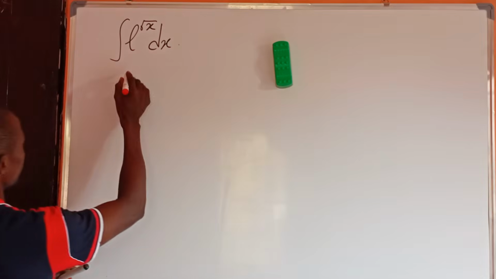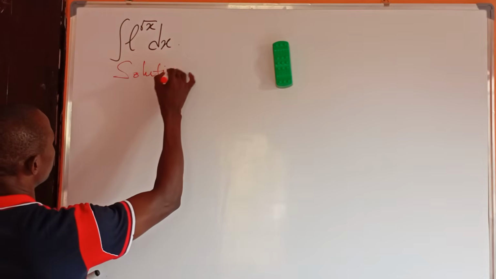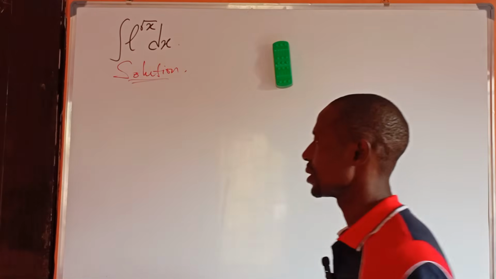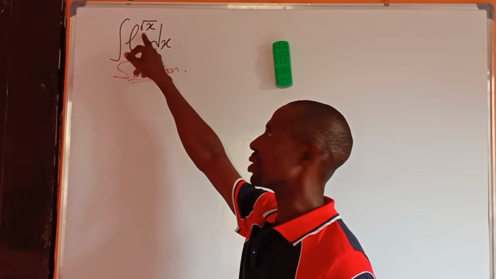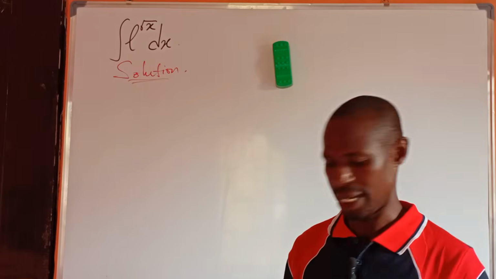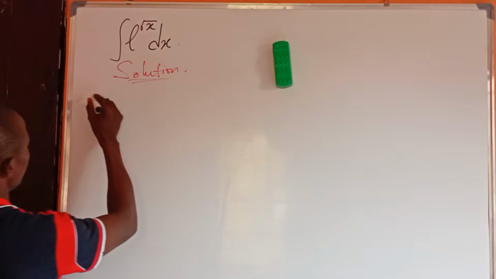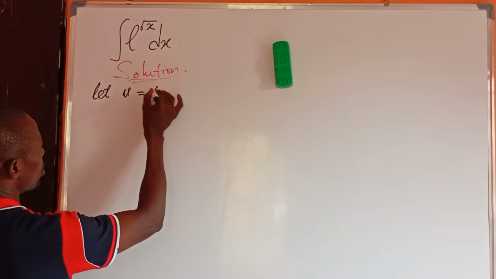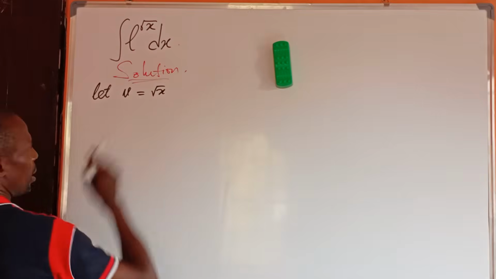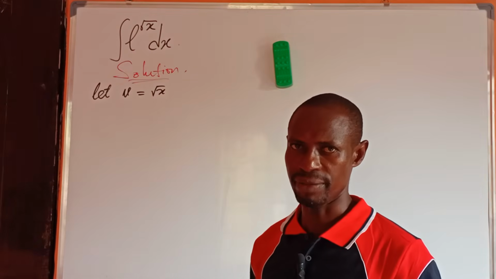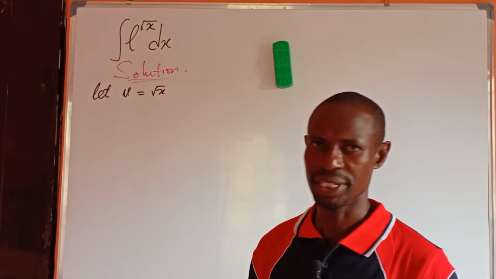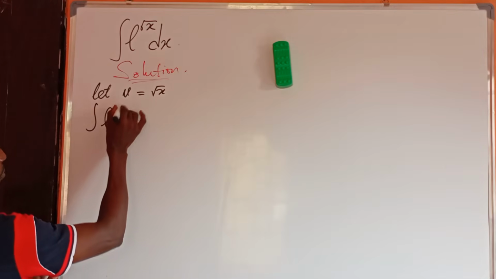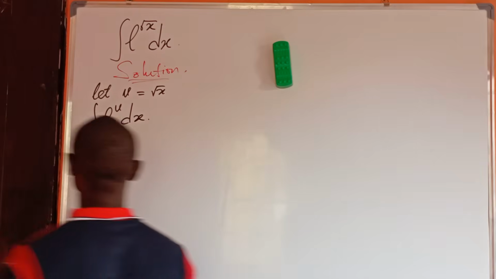So we take our solution here. The first thing we look at is that we have to make a simple substitution to replace the square root of x. Let's put u in there. u will be equal to the square root of x. So we can rewrite the original expression as the integral of e raised to the power of u, dx.